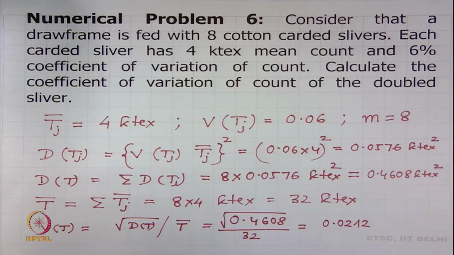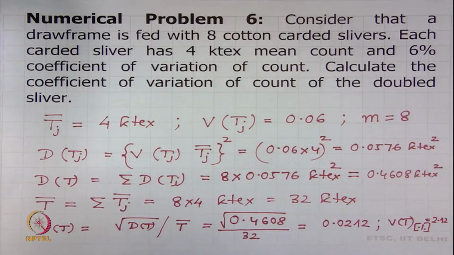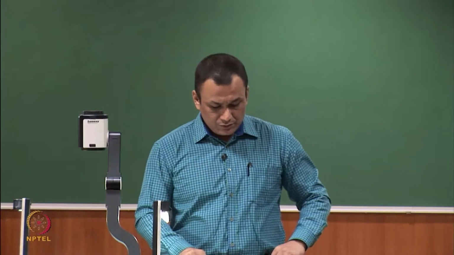This will give you 0.0212. If you wish to express in terms of percentage, it is 2.12%. So, the coefficient of variation of count of the double sliver is 2.12%. So, this was your problem number 6. Now, we proceed to problem number 7.